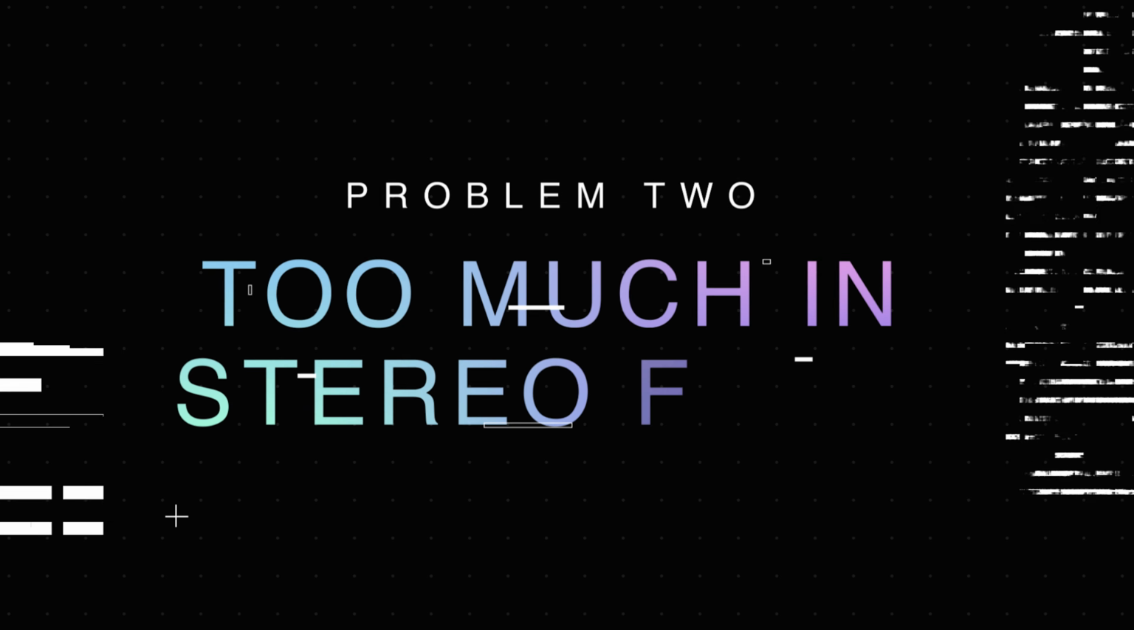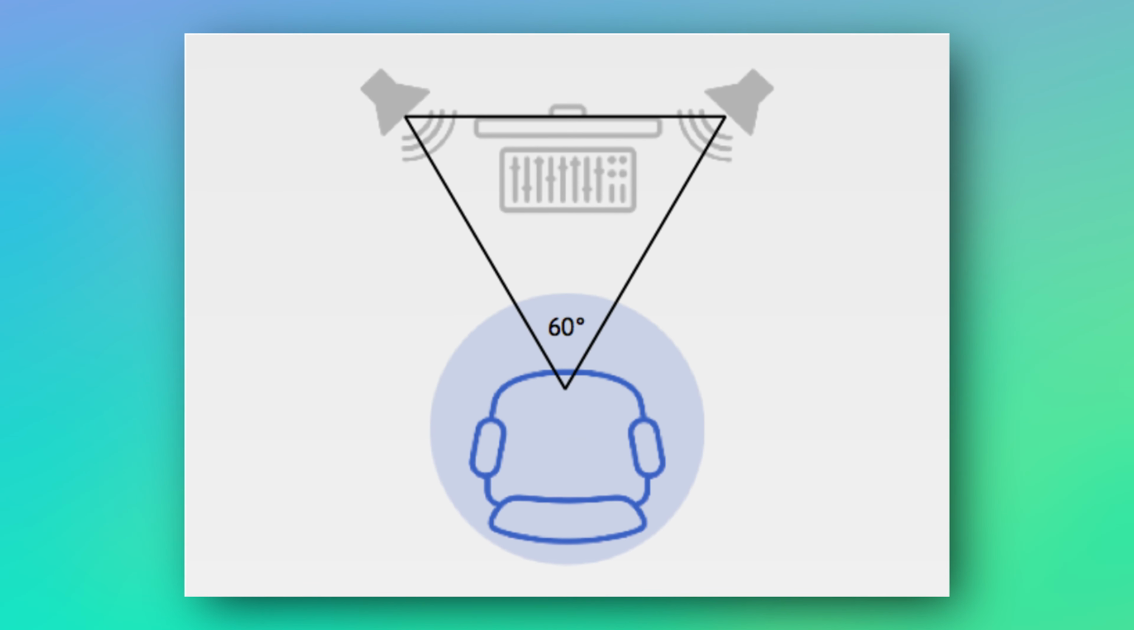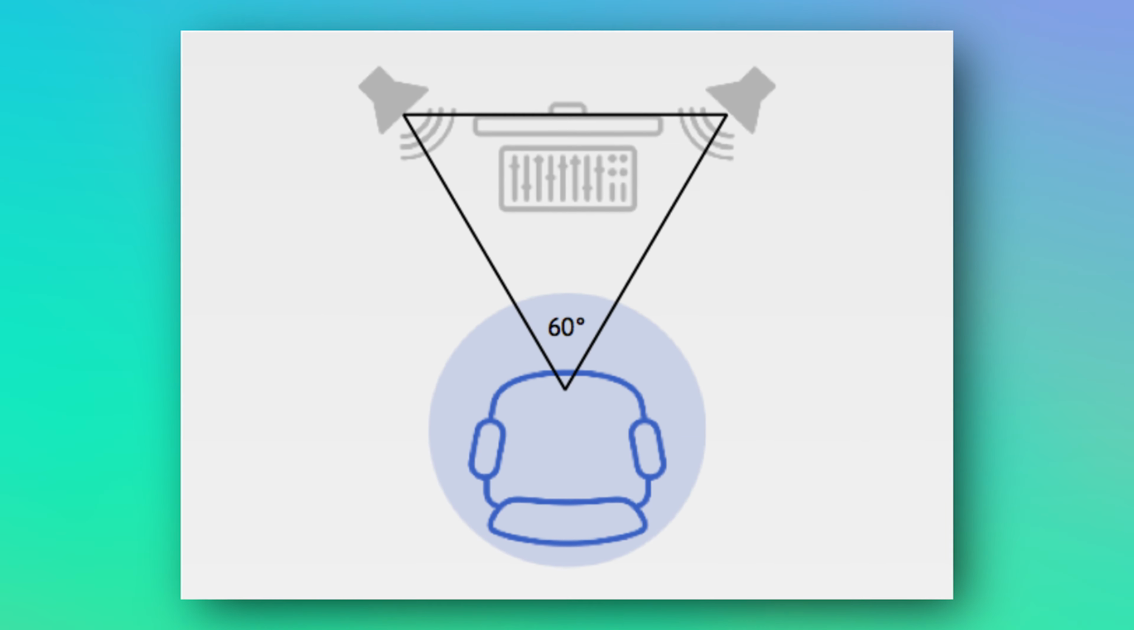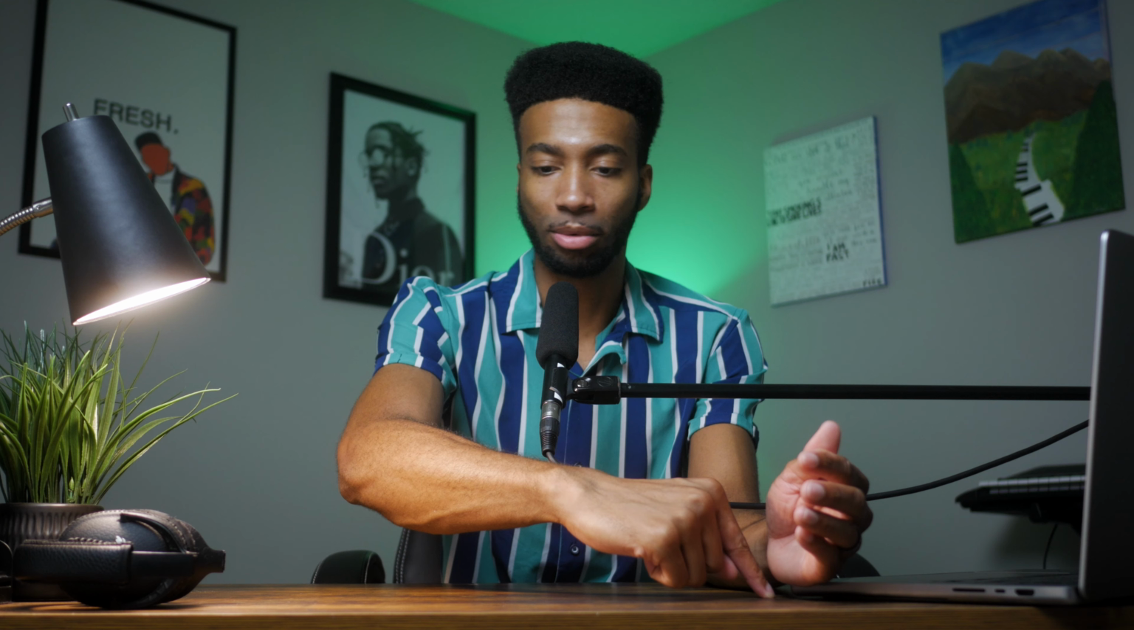The second reason you may be experiencing muddiness in your mix is because you have too many things in your stereo field. The best way I can describe stereo field is that you have left and right, and so you have all of the area within this stereo field, from all the way left to all the way right, to be able to place your music in.